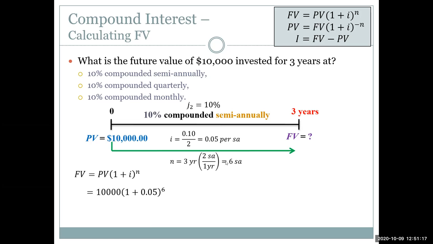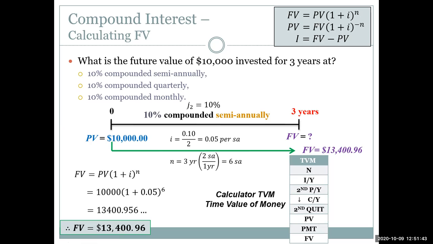Plugging into our formula, we now have 10,000 times 1 plus 0.05 raised to the 6th power. Trying that out, you get 13,400.956. Remember, dot, dot, dot is all the decimals. And our final answer, we'll round and add the dollar symbol: $13,400.96. And again, for those of you who are interested in the Texas BA II Plus calculator time value of money functionality, these are the entry values we would put in.